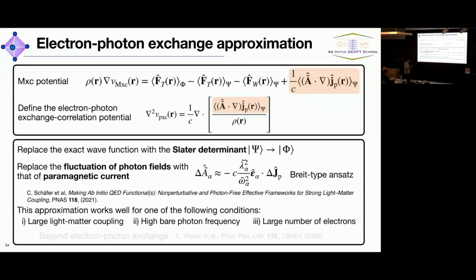Okay, so this is the approximation we have done here for the electron-photon exchange. In order to go beyond the exchange potential, you can look into another paper, which is from Lucas, who is also in the audience. He used a QMC, quantum Monte Carlo, method to find this correlation energy.